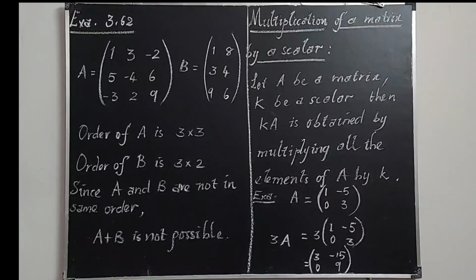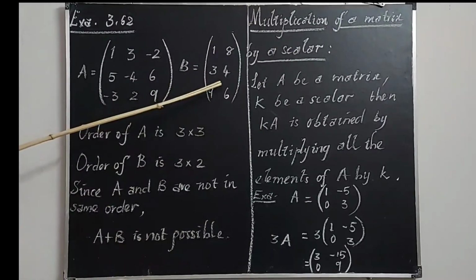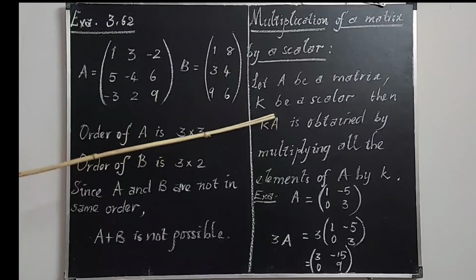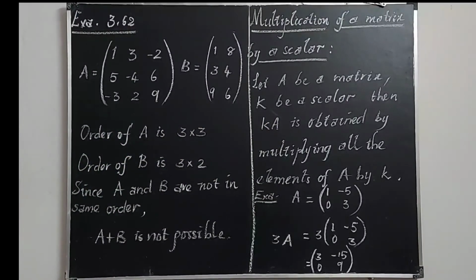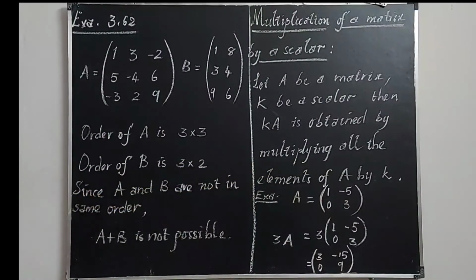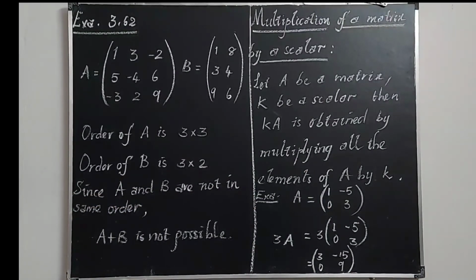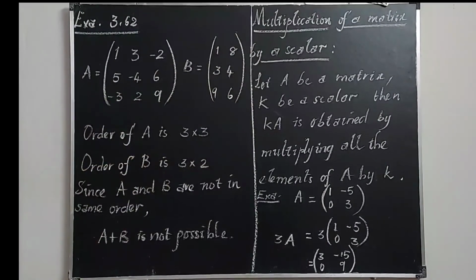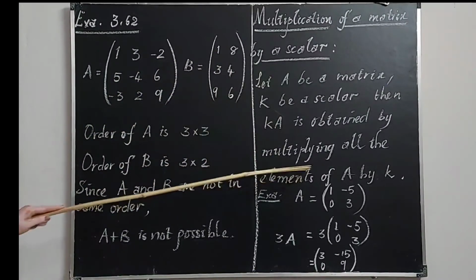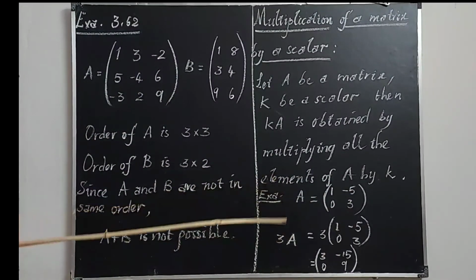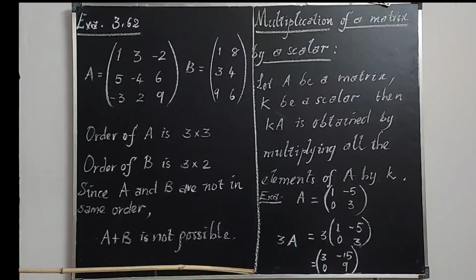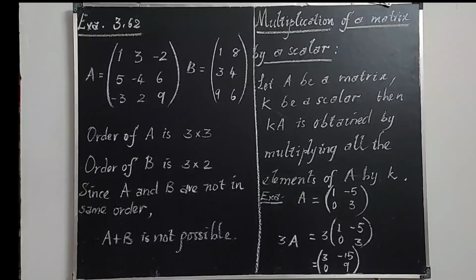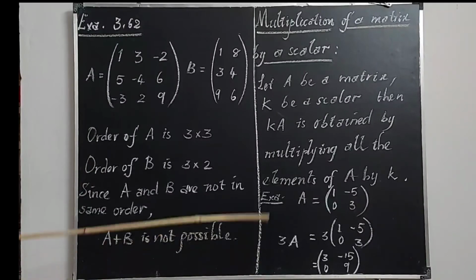The next one, multiplication of a matrix by a scalar. Scalar may be any number. Let A be a matrix, K be a scalar, then KA is obtained by multiplying all the elements of A by K. Suppose in algebra you have A is equal to 3. What is 4A? 4 into 3, 12. Like the same, if A is a matrix and K is a scalar, to get KA, multiply all the elements of A by that scalar. Scalar may be any real number. It may be a rational, irrational, natural number or whole number, any number.